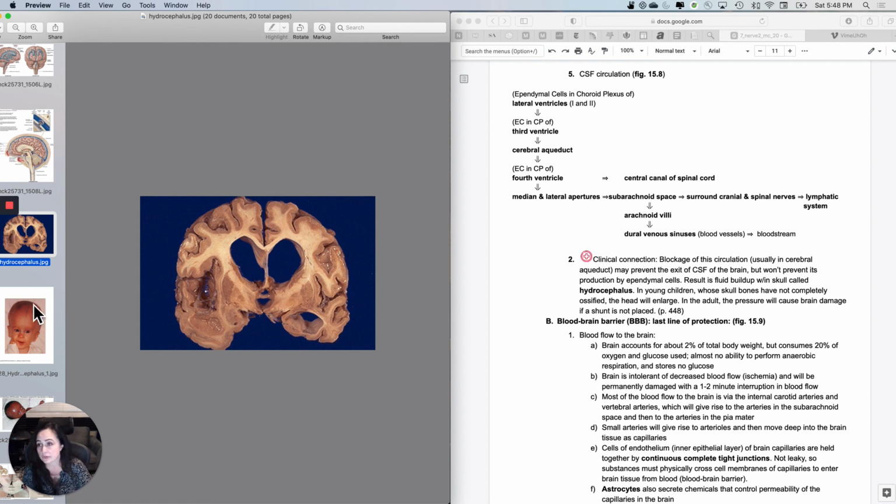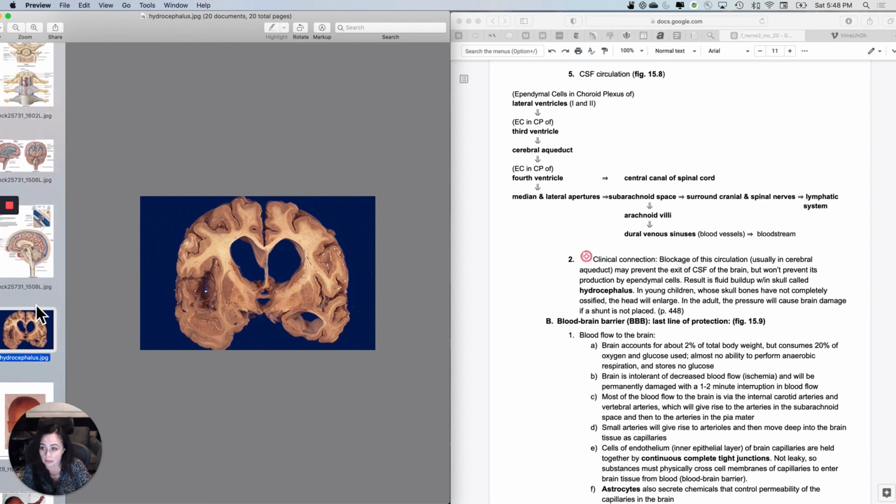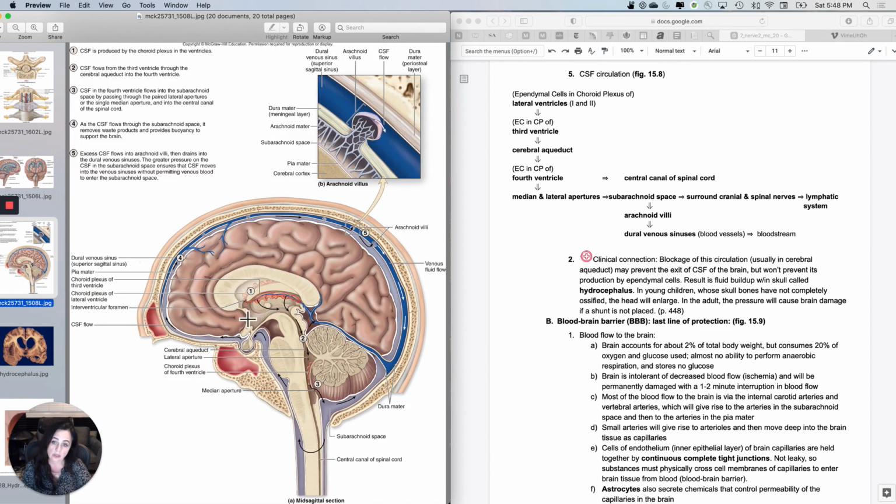Now, if this occurs in not a developing fetus, but an adult, the sutures are already sealed. So the skull is not going to increase in size. But if it occurs after the sutures have healed, what's going to happen is you are actually going to have to put a shunt in past the site of blockage, and then drain the excess cerebrospinal fluid either into the peritoneal cavity or into a blood vessel, because the pressure will cause brain damage if you don't shunt the cerebrospinal fluid, because there's no way to stop making it. Okay, so that's cerebrospinal fluid circulation.